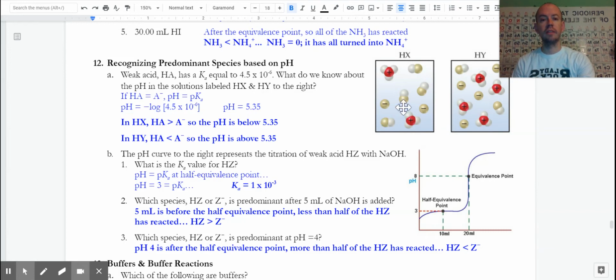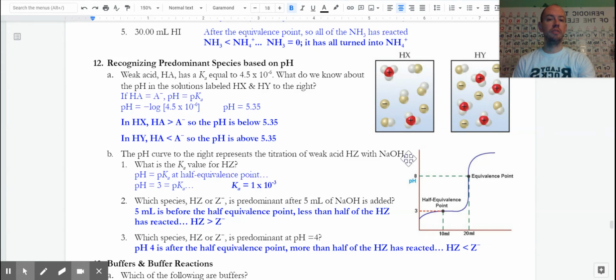In my first one here, I've got 1, 2, 3, 4 of it that is still an acid, and only 2 of them have been converted to conjugate base. So the pH is below 5.35. I'm more acidic than basic in terms of that equilibrium. But here I have 1, 2 that are still acids, and 1, 2, 3, 4 converted to the conjugate base. So the pH is above 5.35.